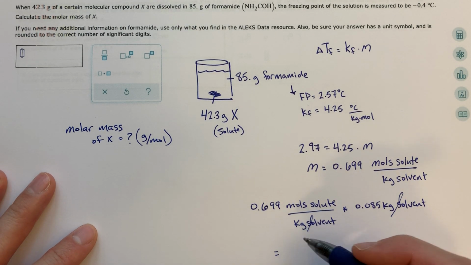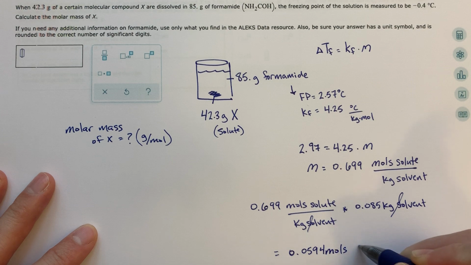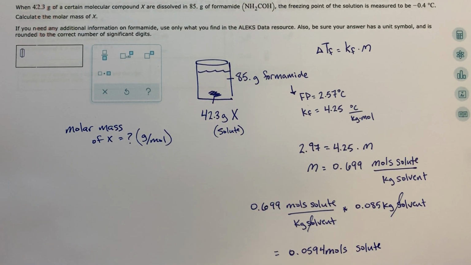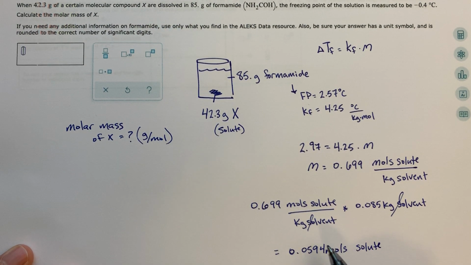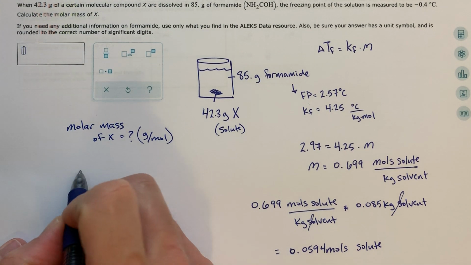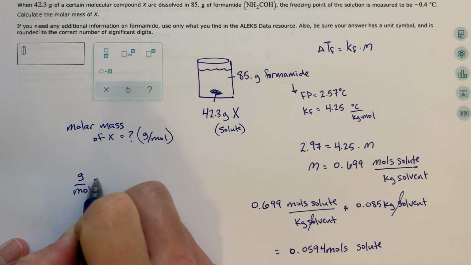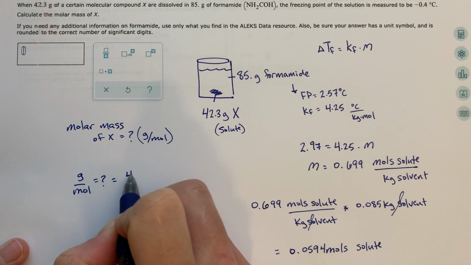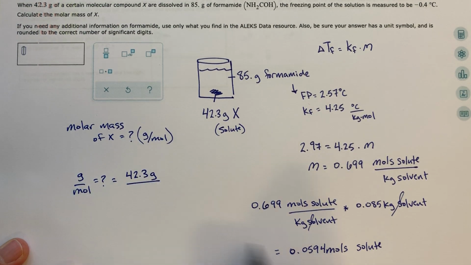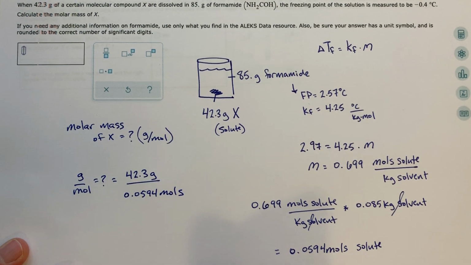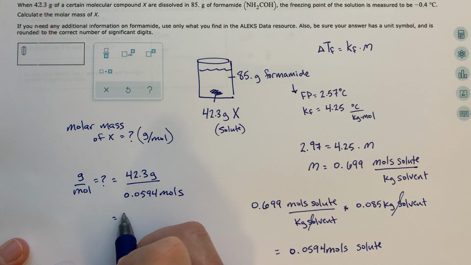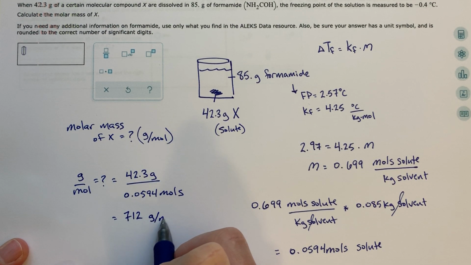So when you do that calculation, you end up with 0.0594 moles of solute. And now we're ready to solve our problem. We know how many grams of solute we have. We know how many moles are associated with that number of grams. So if I want to find my grams over moles equals question mark, that's going to be equal to 42.3 grams divided by 0.0594 moles. That's going to be grams per mole. And when you do this calculation, you end up with 712 grams per mole.